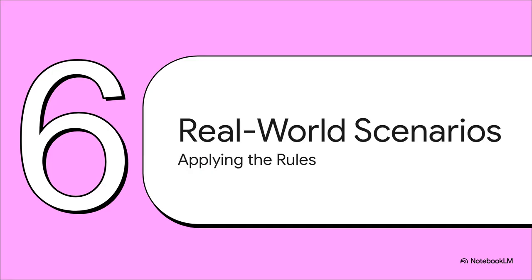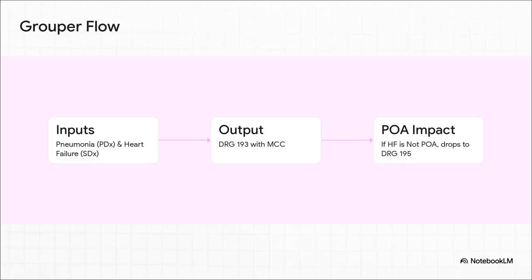Finally, Section 6, Real-World Coding Scenarios, Applying the Rules. Let's see how this all builds together. Now, we are looking at a respiratory group or flow for DRG 193 here, but the exact same mechanical logic applies seamlessly to our digestive categories. Your inputs create the base DRG, your secondary diagnoses add the MCC to boost it, and a negative POA flag can drop that payment tier right back down.